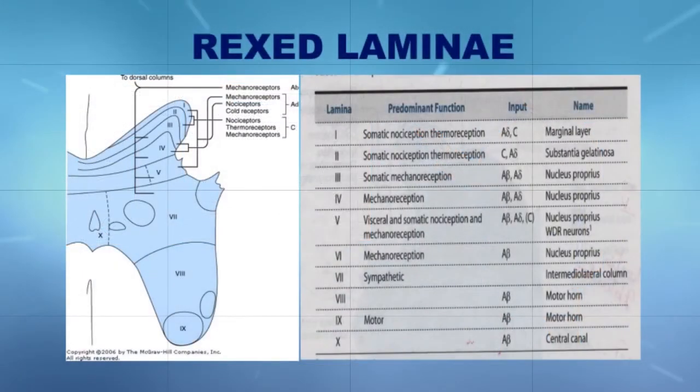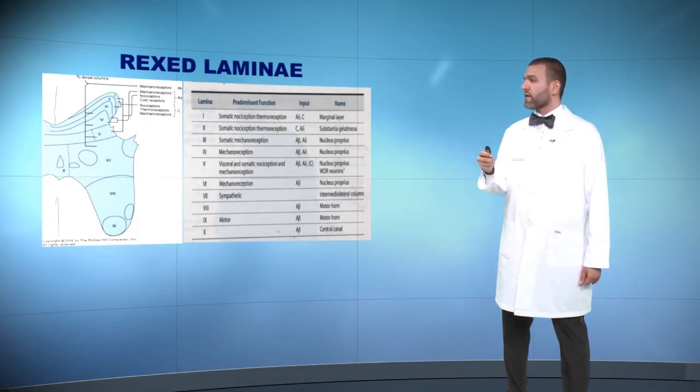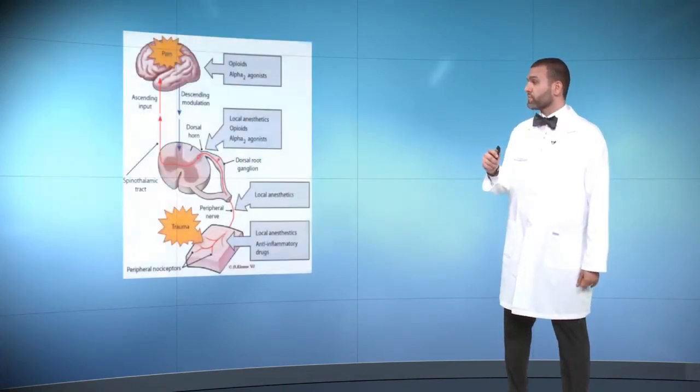If you look at the dorsal horn, or the posterior part of that area, it's divided into multiple layers, but the mechanoreception usually is at lamina 4, and there are various somatic and visceral nociceptors and mechanoreceptors in lamina 5. As you can see, the input comes in from different fibers, either A delta or C fibers, and this is the diagram and the table that shows you different areas with the receptors available on it.